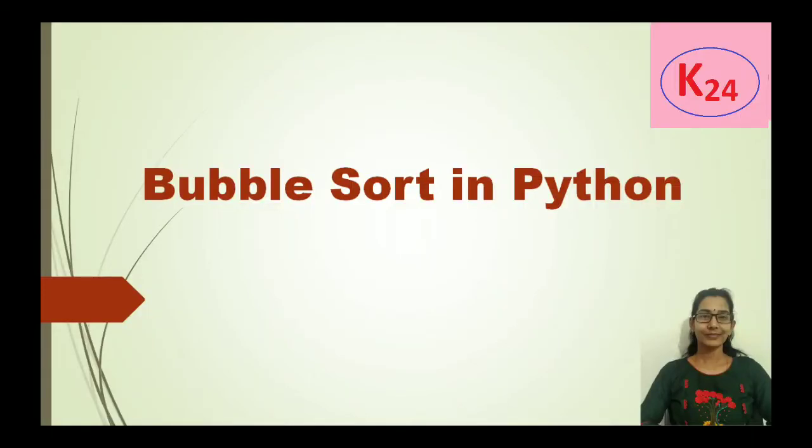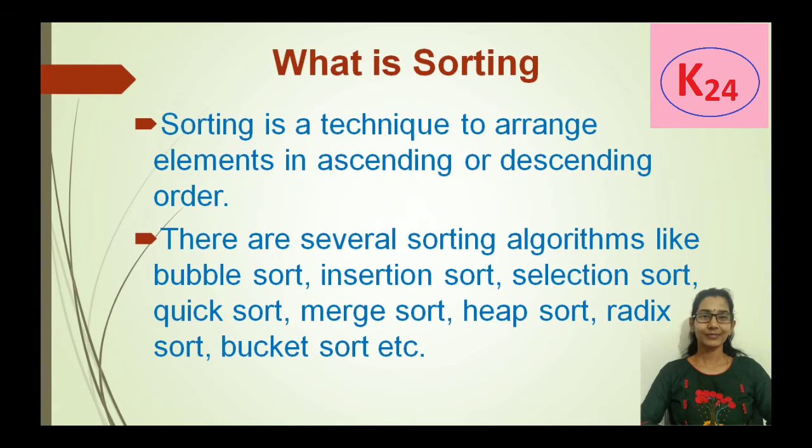In this lecture, we will talk about a sorting algorithm, which is bubble sort. So firstly, we will see what is sorting. Sorting is a technique to arrange elements in ascending or descending order. There are many sorting algorithms like bubble sort, insertion sort, merge sort, heap sort, etc. But in this lecture, we will learn about bubble sort, which is very simple.